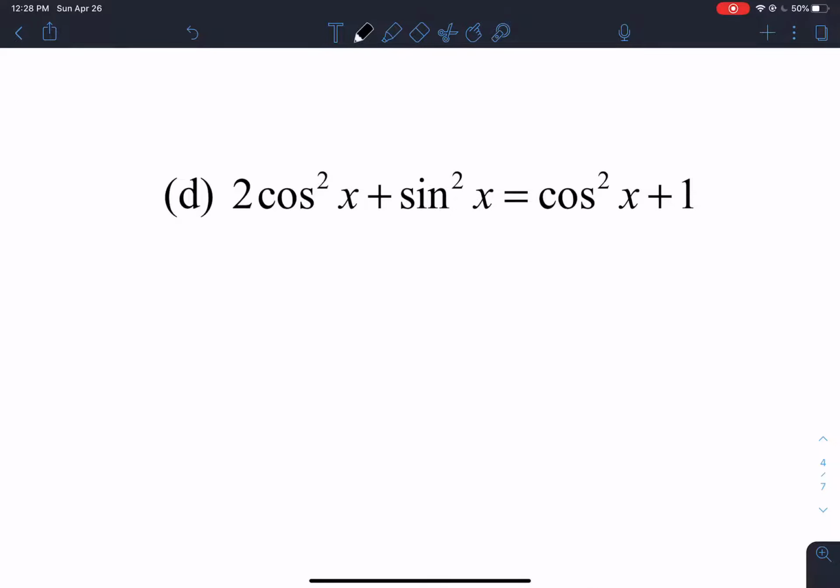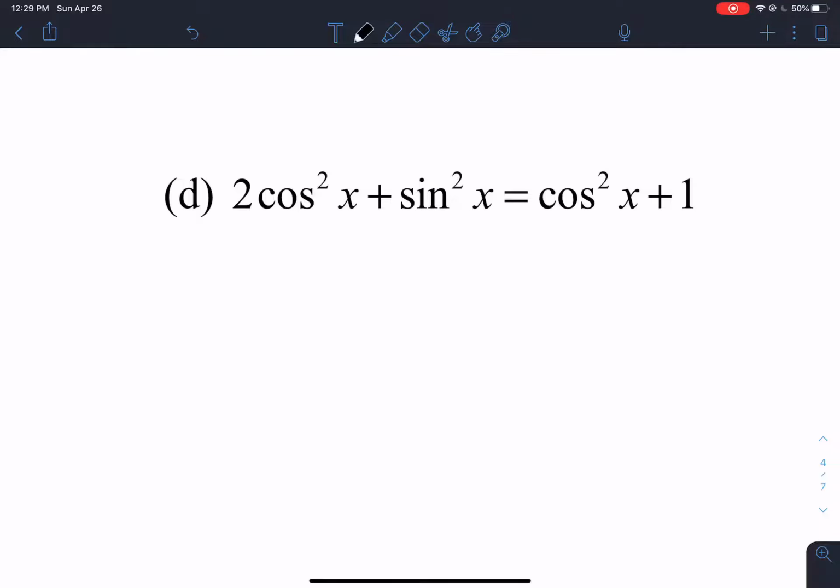Okay, so 2 cosine squared plus sine squared equals cosine squared plus 1. All right, so I'm thinking let's do the left side again. Now, they don't have anything in common, right? But 2 cosine squared, right? What is that the same thing as, right?